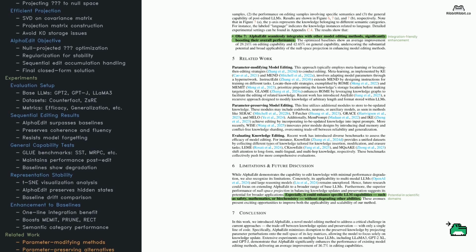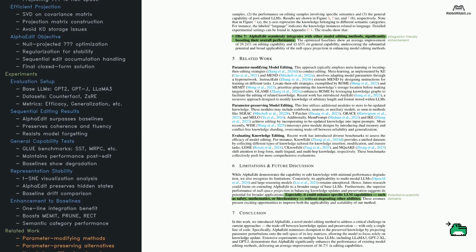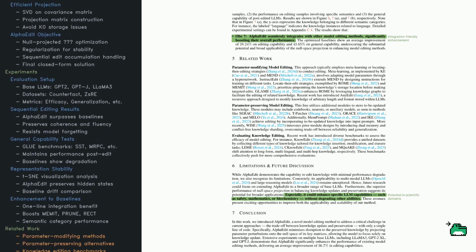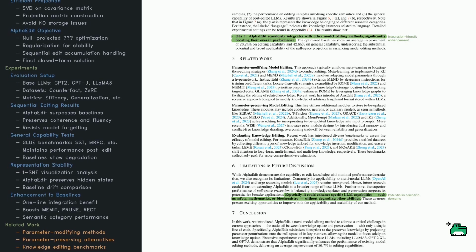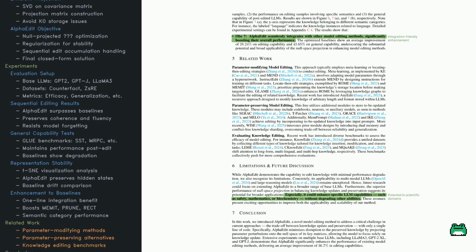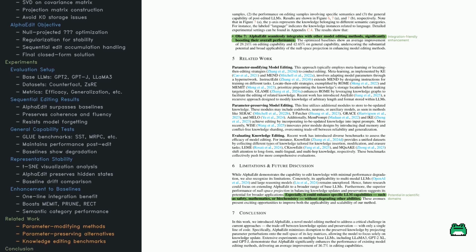To wrap up, let's place AlphaEdit in context. Model editing research splits into 2 camps. First, parameter-modifying methods, like MEMIT or ROAM. They tweak weights directly. Second, parameter-preserving methods. They use side modules to inject knowledge. AlphaEdit works with both. Just add the projection.